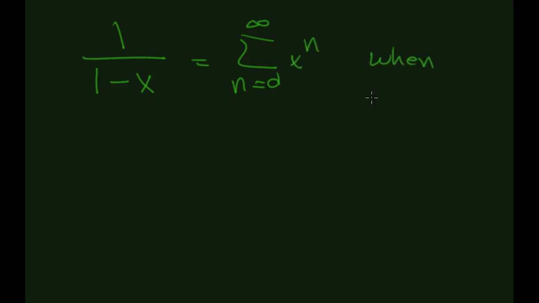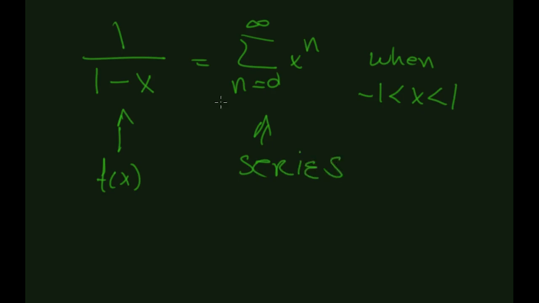Okay, so what we have just said is that 1 over 1 minus x is equal to the sum from n equals 0 to infinity of x to the n when -1 is less than x is less than 1. We've made a connection between a function, f of x, and a series. And we can pass back and forth between them on a particular domain.